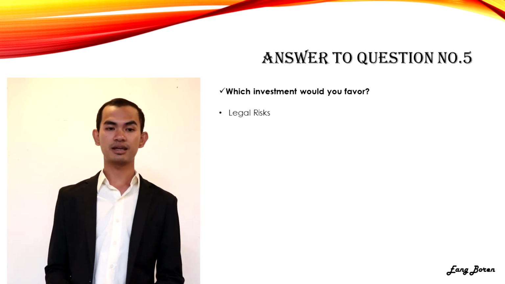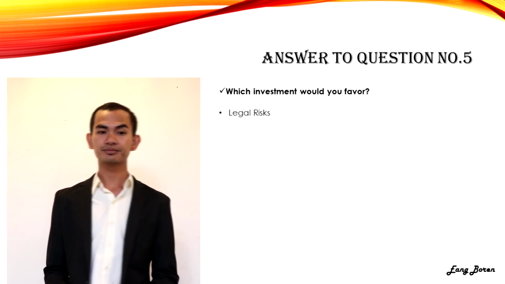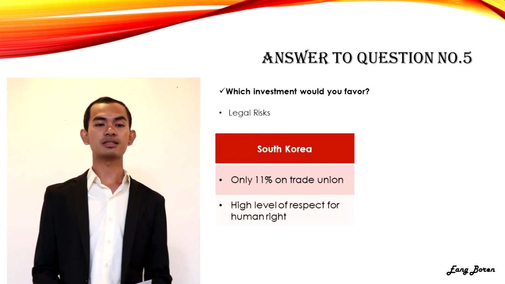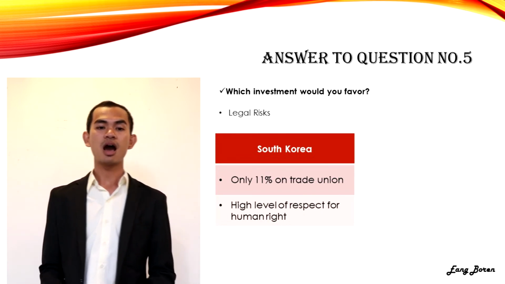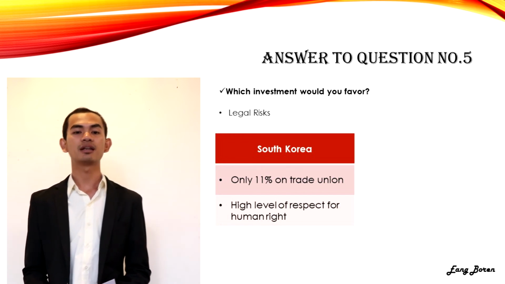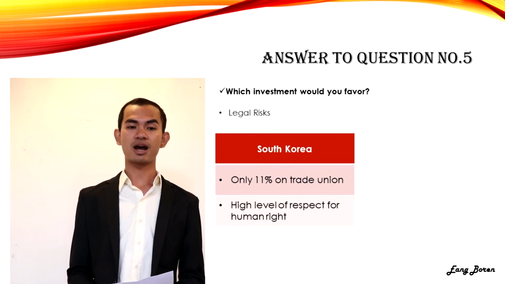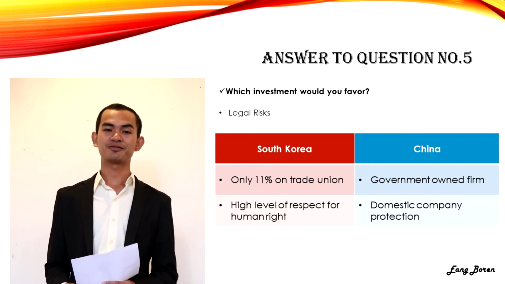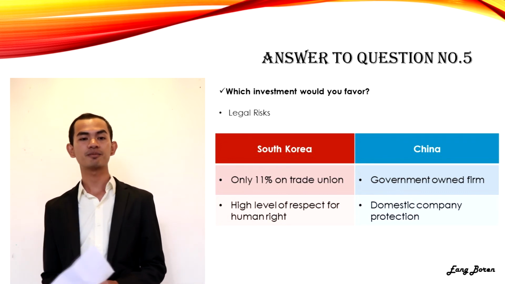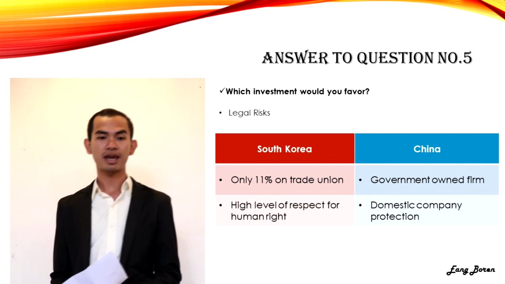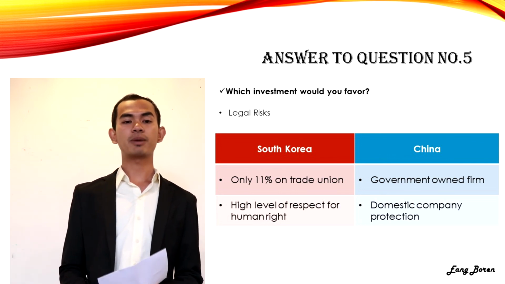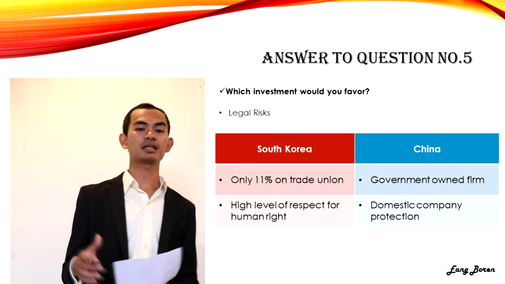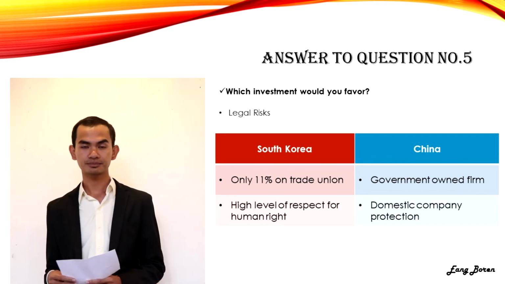Last but not least, there are legal risks. Nowadays, only 11% are in trade unions in South Korea, and there is a high level of respect for human rights, and salary rates are very high. In China, under the legal system, all private businesses can have ownership control, but they must be part of a government entity, and the government is more protective of domestic companies.